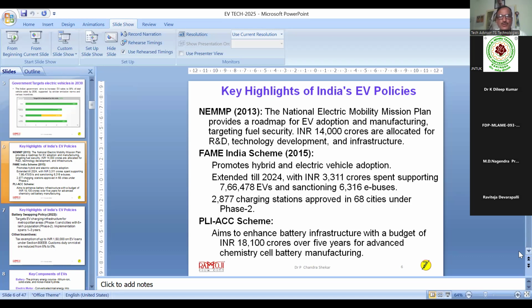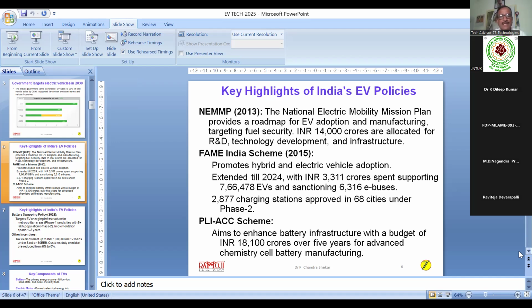FAME India Scheme 2015, promoting hybrid and electrical vehicles adoption, extended till 2024 with 3,311 crores spent supporting 2,66,470 vehicles, sanctioned 6,306 e-buses, and 2,807 charging stations approved in 68 cities under phase 2. As I told you, not only electrical vehicles, batteries and motors, now we have another thing, which is charging stations. Even that business is going to increase like anything.